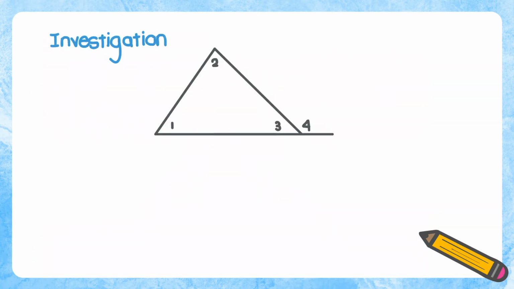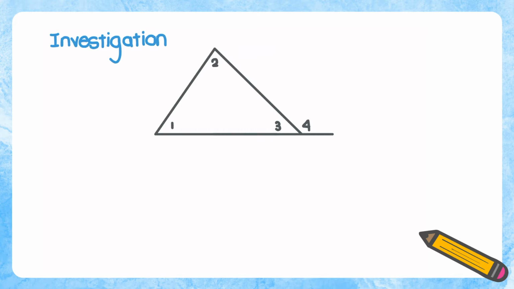So let's look at the relationship between the exterior angle and its remote interior angles. Here I have a triangle with one side extended, and I have four angles: angle 1, angle 2, angle 3, and angle 4. Angle 4 is my exterior angle, and angle 1 and angle 2 are my remote interior angles.